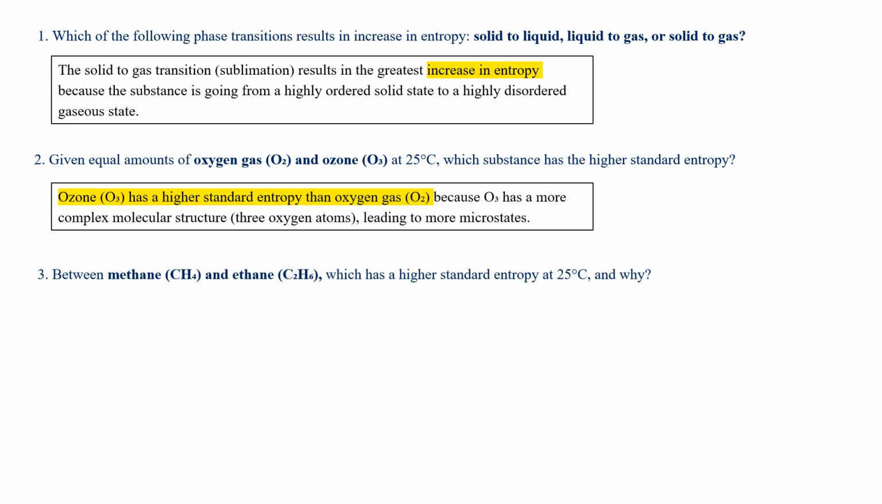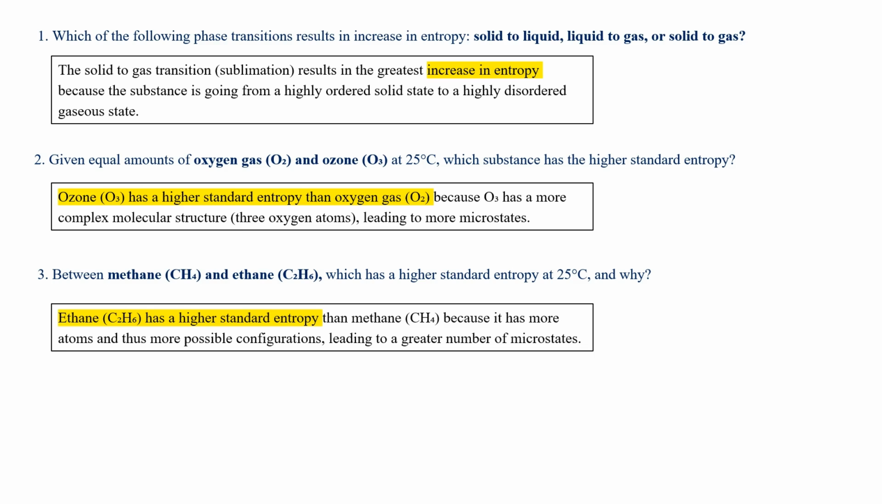Question 3. Between methane, CH4, and ethane, C2H6, which has the higher standard entropy at 25 degrees Celsius, and why? If we compare CH4 and C2H6 structures, ethane is a very complex structure, with more carbon and hydrogen atoms compared to methane. Ethane has a higher standard entropy because of the higher number of atoms and the molecular size, more possible configurations, leading to a greater number of microstates.